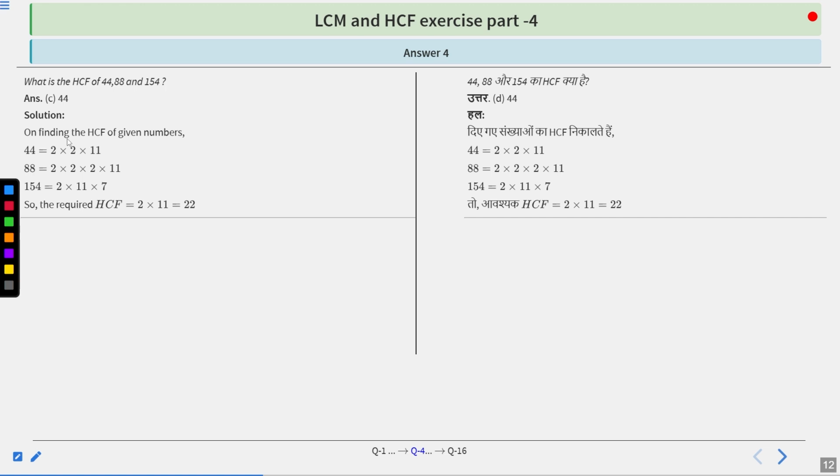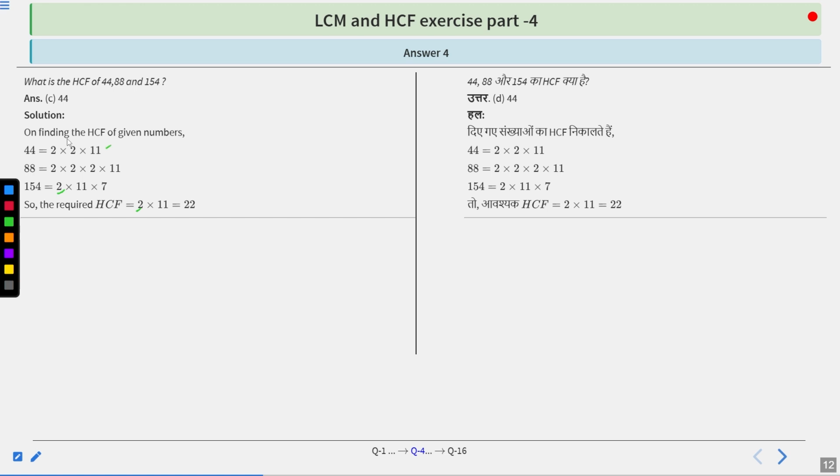Now to find the HCF, we will look for the number which is present in all the factors. So 2 is present here also, here and here also. Now we will look at the least power of 2, that is 1. So 2. Now 7 is present in factors of 154. Apart from this, 7 is present nowhere. So in HCF, we will not take 7 into consideration.